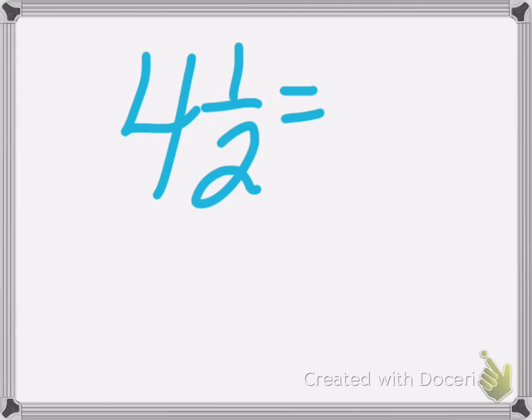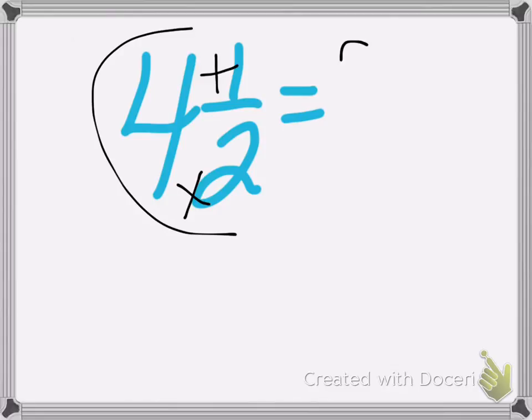So let's do 2 more examples. So 4 1/2. Backwards C, multiply, add. 4 times 2 gives me 8, plus 1 more gives me 9. And the denominator stays the same, and that's going to stay 2.